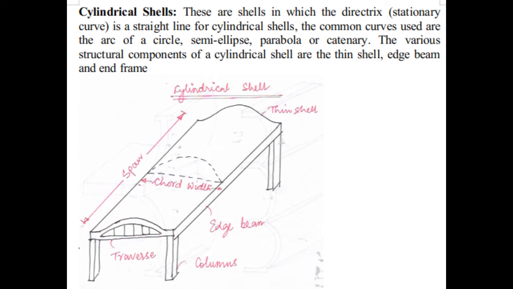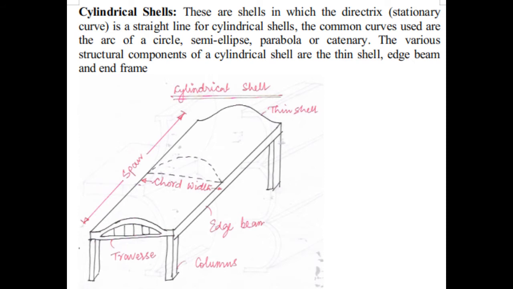Now let us have a look at the cylindrical shell. This is also the basic diagram I have explained earlier. Cylindrical shells are the shells in which the directrix, meaning the stationary curve, is a straight line. For cylindrical shell, the common curves used are the arc of a circle, semi-ellipse, parabola or catenary. The various structural components of a cylindrical shell are thin shell, edge beam and the end frame. This I have discussed earlier also.